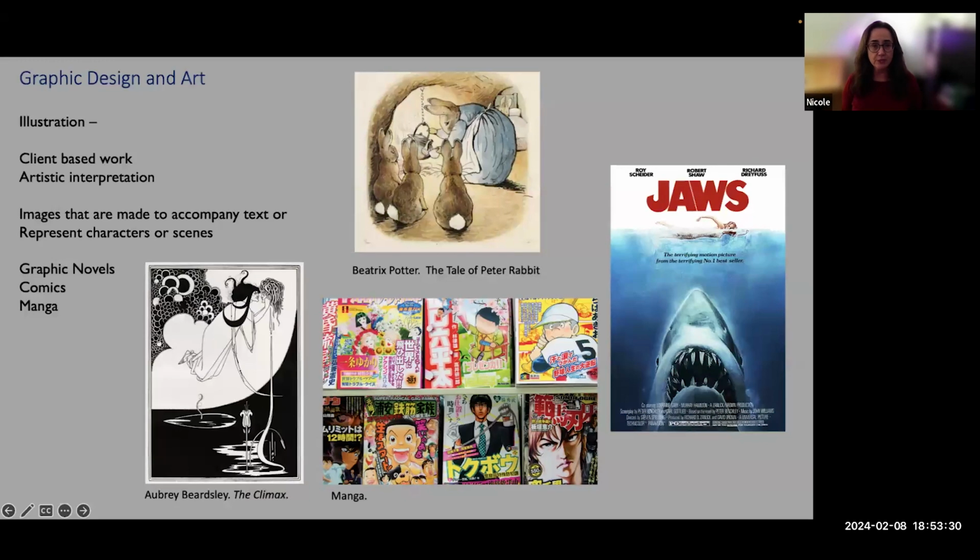Aubrey Beardsley's illustration, The Climax, was created to accompany a pivotal scene in Oscar Wilde's play Salome, in which the title character holds up the severed head of John the Baptist. Beatrix Potter, in the upper portion of your screen, was an English writer, illustrator, natural scientist, and conservationist. She's best known for her children's books featuring animals, such as The Tale of Peter Rabbit, which was her first commercially published work in 1902.